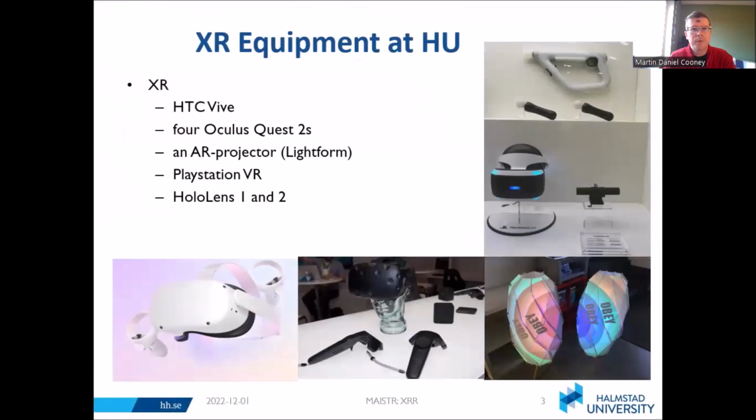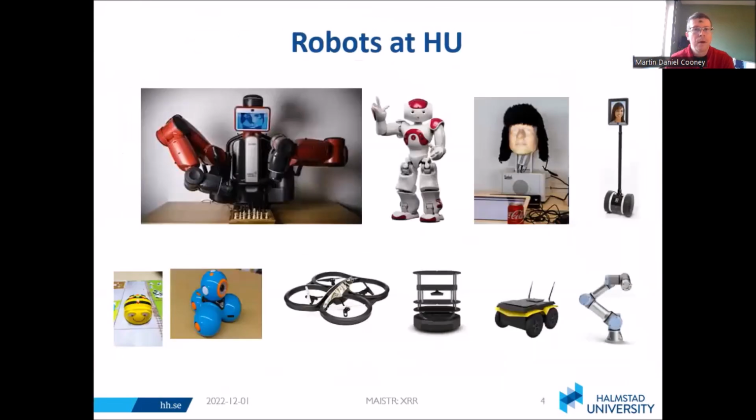So we have a bunch of extended reality equipment at Halmstad University. This includes some headsets and an AR projector and stuff like that. We also have some robots. This is a humanoid robot called Baxter in the top left. We've got this Swedish fur hat robot, some robots that are easy to program that you can use in education with children, for example, robot arms, and some mobile robots and drones.